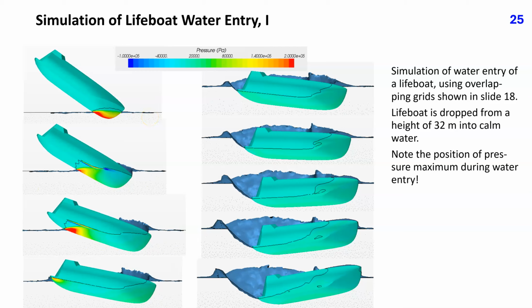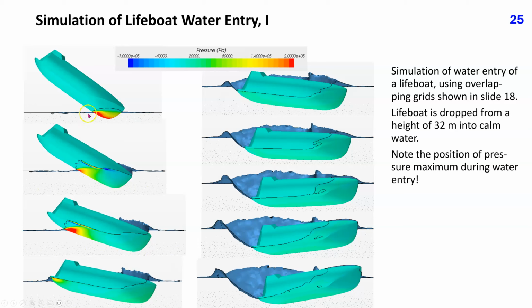The third example is the simulation of water entry of a lifeboat using overlapping grids shown in slide 18. The lifeboat is dropped from a height of 32 meters into calm water. The angle at which the lifeboat is released should ensure that it does not dive too deep into water. It should resurface as soon as possible, switch its own propulsion on, and move away from the danger zone. However, the aim is also to ensure that deceleration during impact onto the water surface is not too high. People inside should survive the drop. Therefore, compromises have to be made.